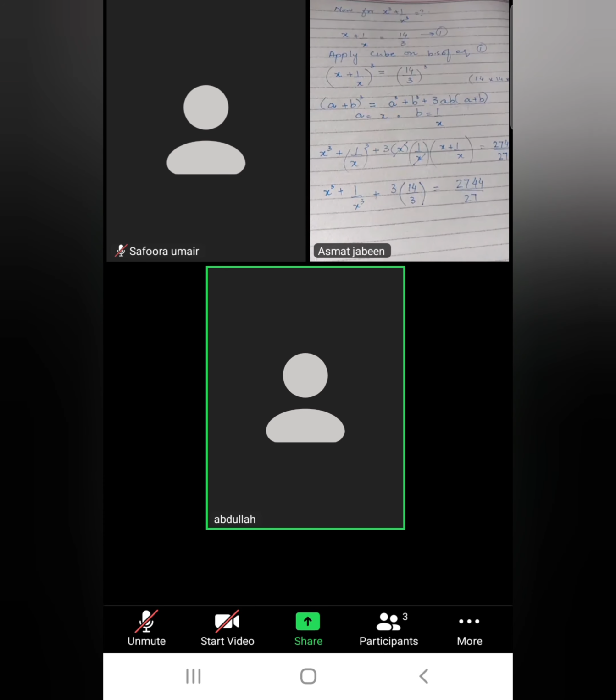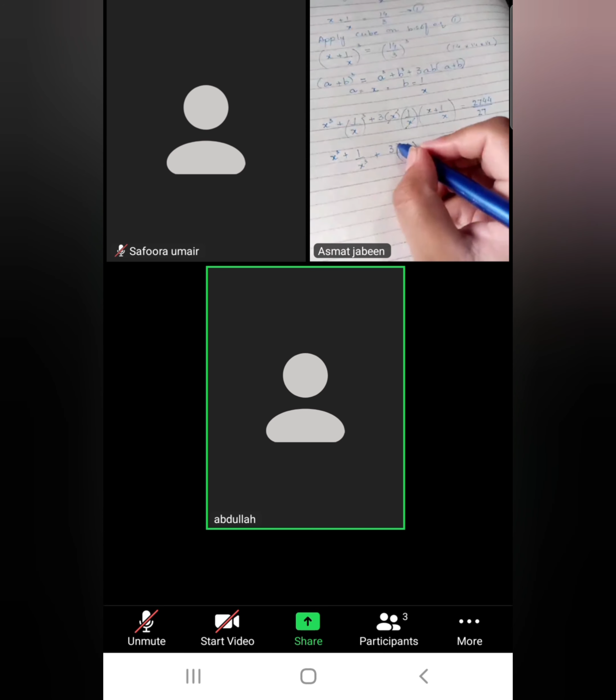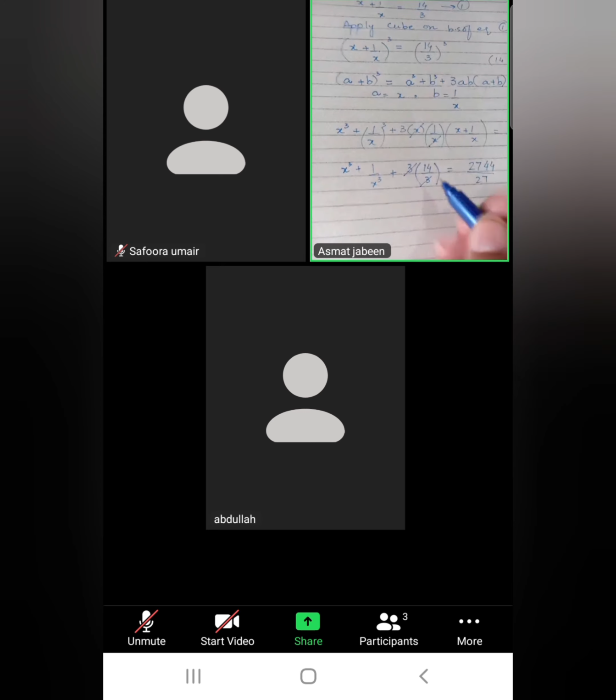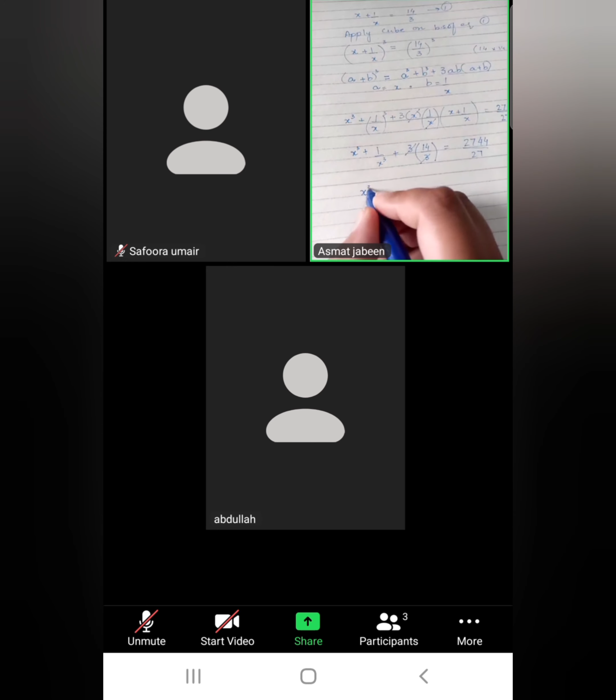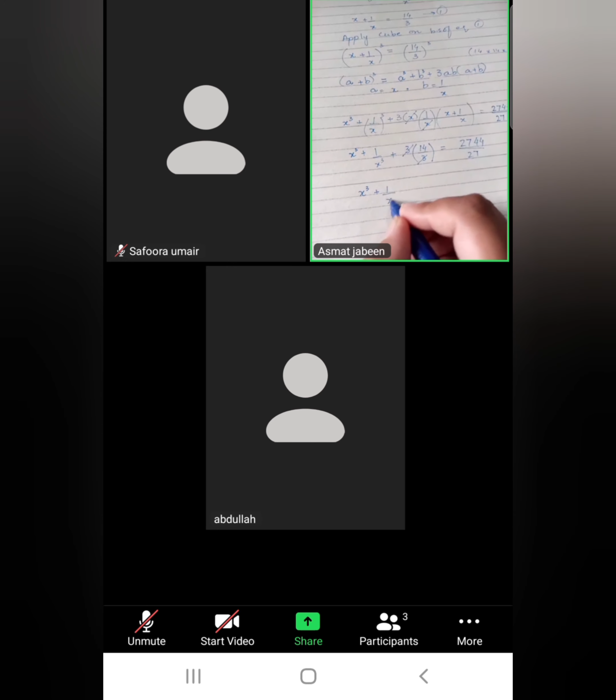2744 divided by 27. Beta, if you do not understand this, please ask me. Done? Acha. Now again this 3 will be cancelled out by this 3. Now what is left? X cube plus 1 by x.